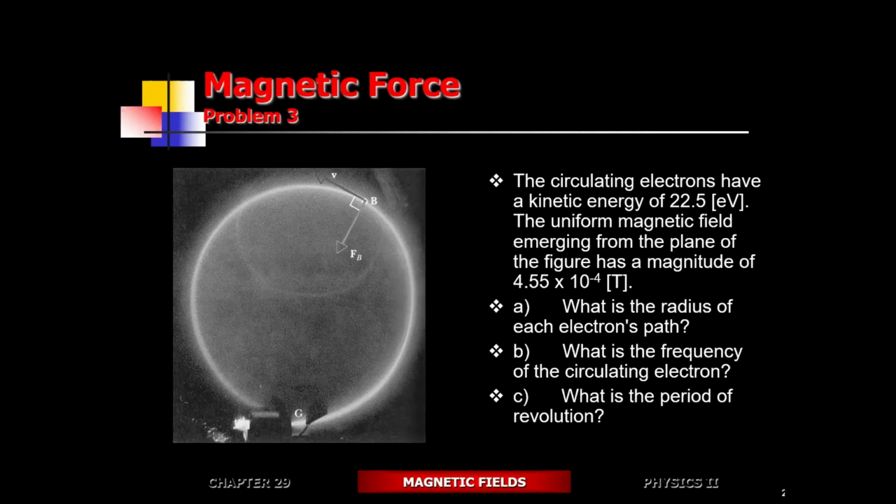All right, I just want to list everything first. Kinetic energy is going to be 22.5 eV, and I want to know the strength of the magnetic field. That's 4.55 times 10 to the minus 4 Tesla. And figure out the period of this motion.